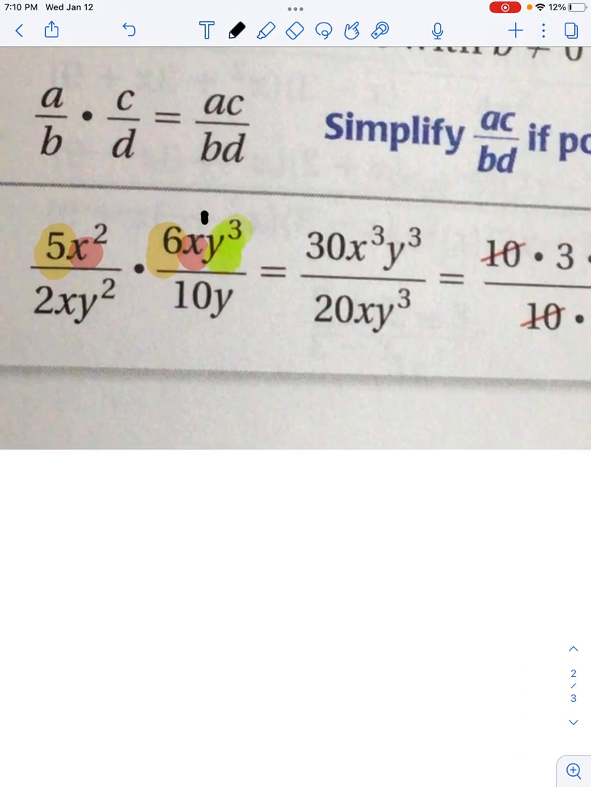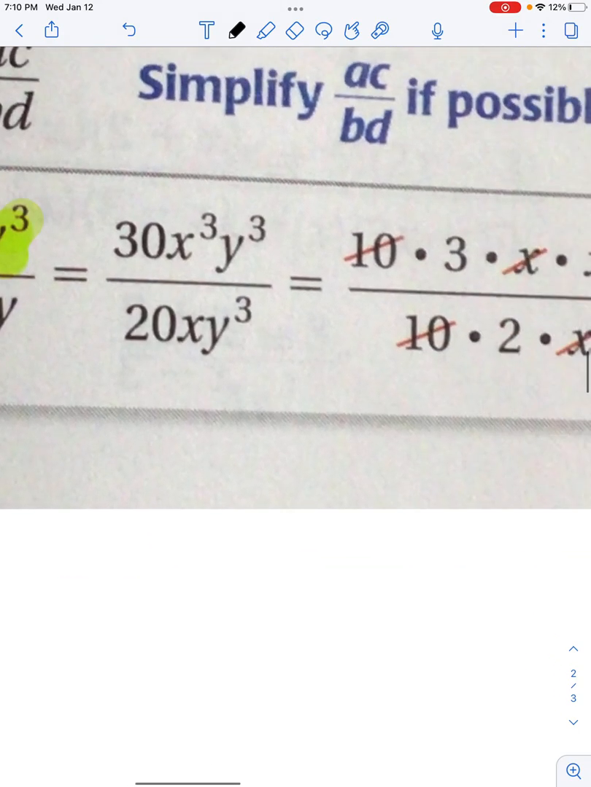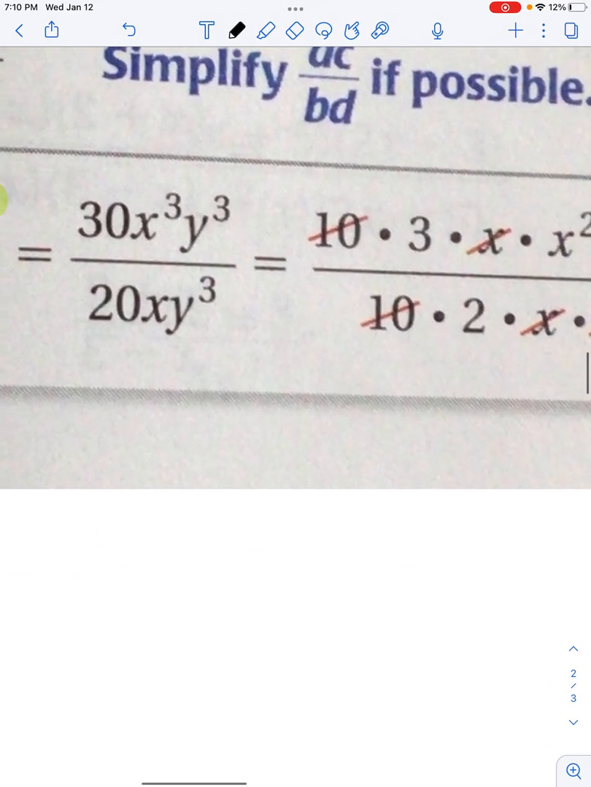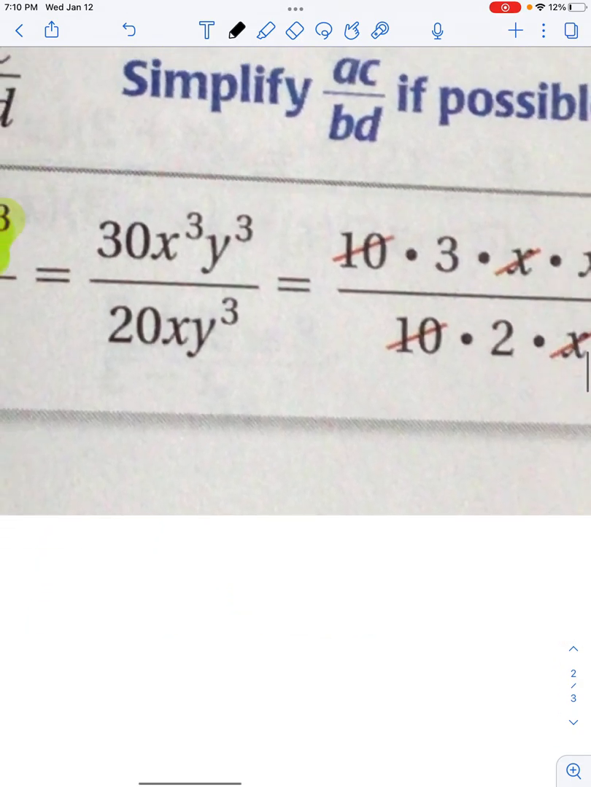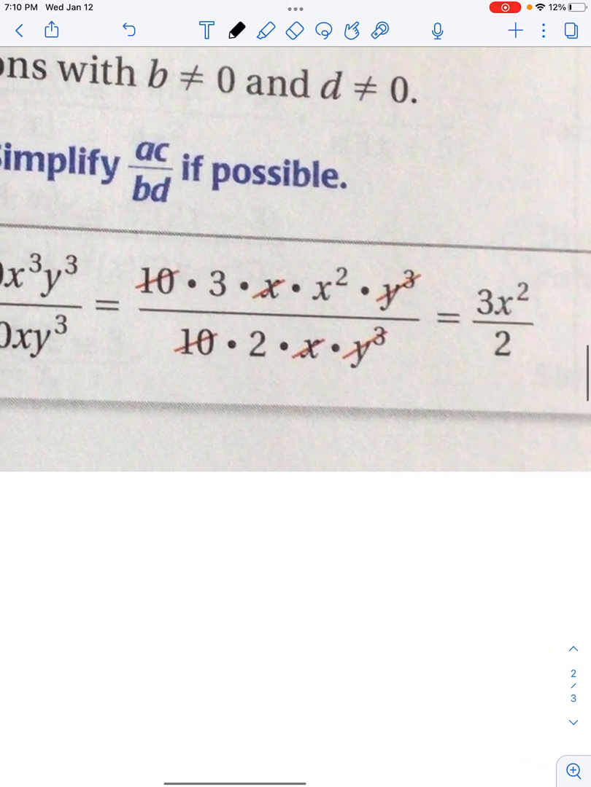So we end up getting 30. Remember, if you don't have an exponent, it's on the top. So 2 plus 1 is how I get x to the third, and y to the third stays the same. We notice that 30 and 20 can cancel out a 10. X to the third divided by x, so I'm able to cancel out 1 x, and then y to the third and y to the third cancel out, which means after we reduce it all the way, we get 3x squared over 2.